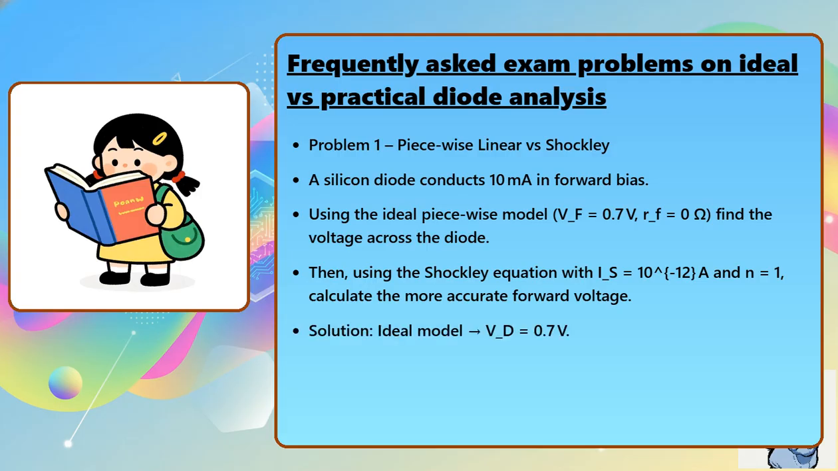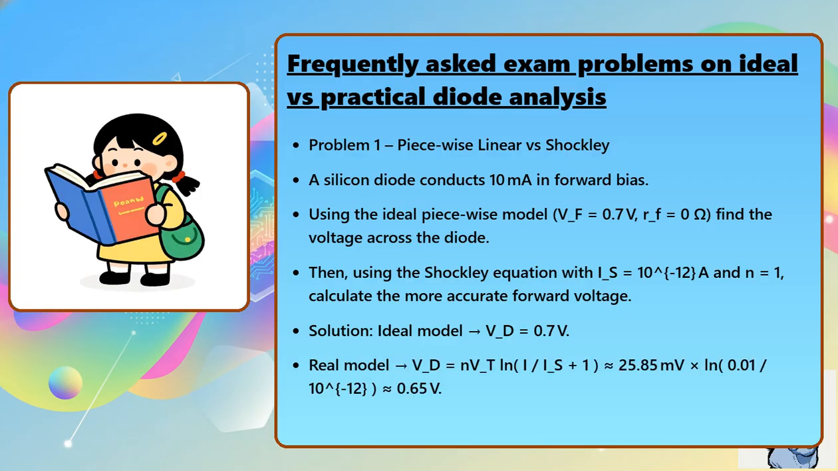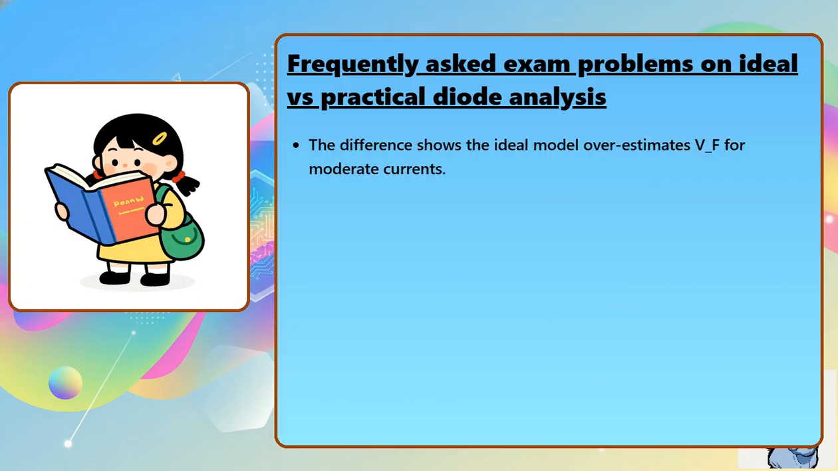Solution: ideal model, V sub D equals 0.7 volts. Real model, V sub D equals N V sub T times the natural logarithm of (I divided by I sub S plus 1), approximately 25.85 millivolts times the natural logarithm of (0.01 divided by 10 to the minus 12), approximately 0.65 volts. The difference shows the ideal model overestimates V sub F for moderate currents.